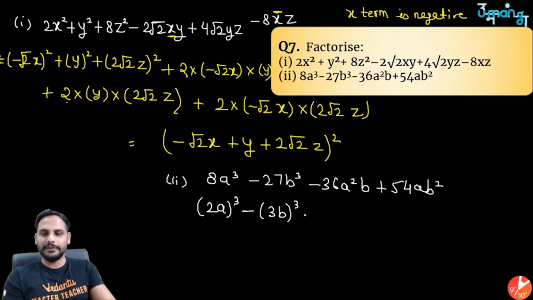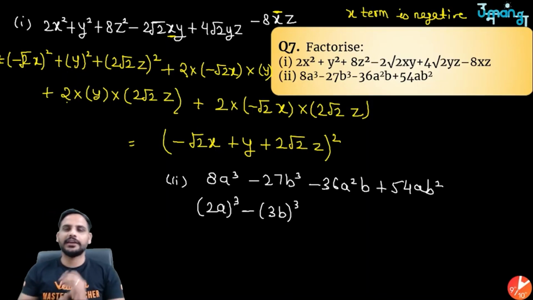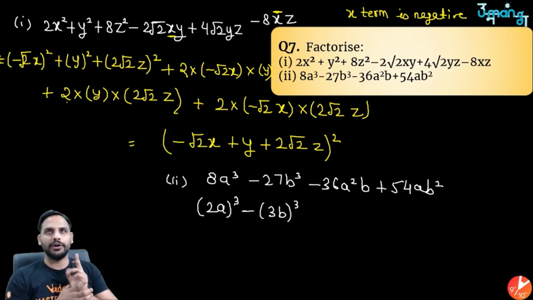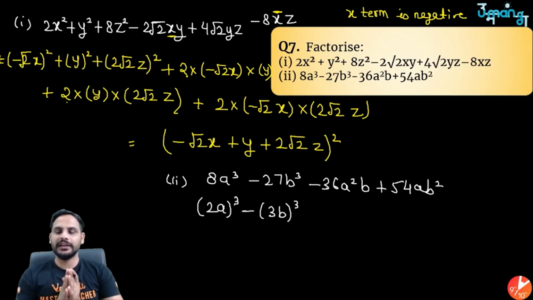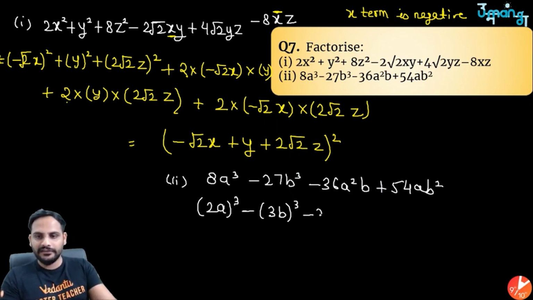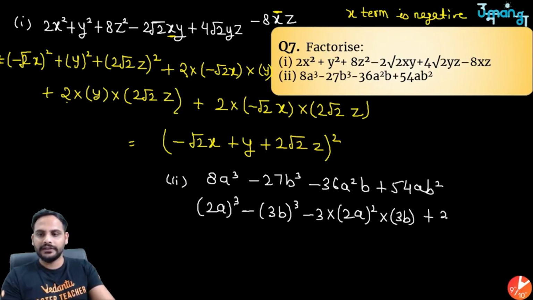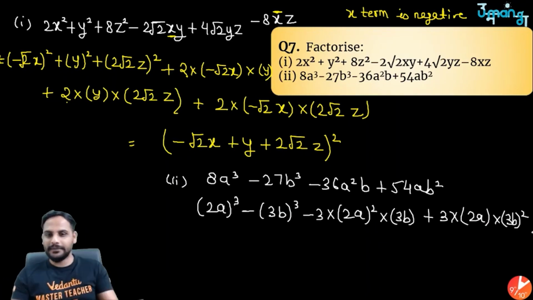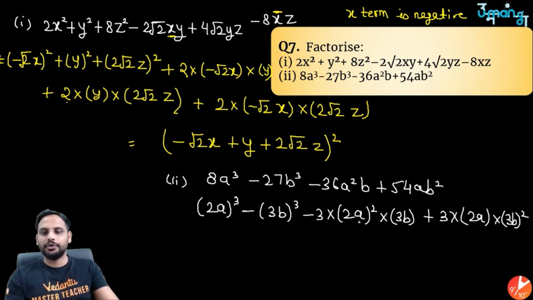So here you will be getting, see, minus. The a minus b whole cube formula was a cube minus b cube minus 3a square b. So write it as minus 3 into 2a square into 3b plus 3 into 2a into 3b whole square. Correct? Now look, everything is correct. 2a whole square will be 4. 4 into 3 is 12. 12 into 3 is 36. 36a square b, minus.